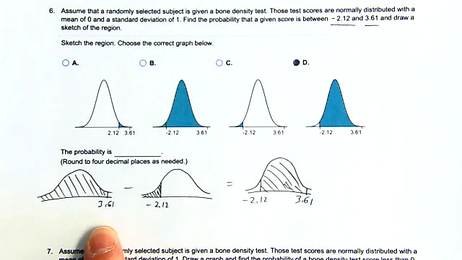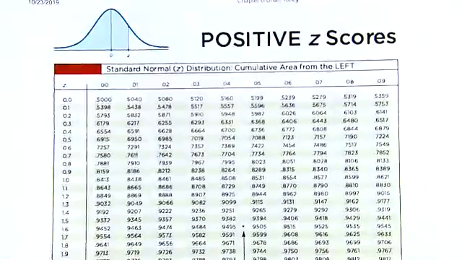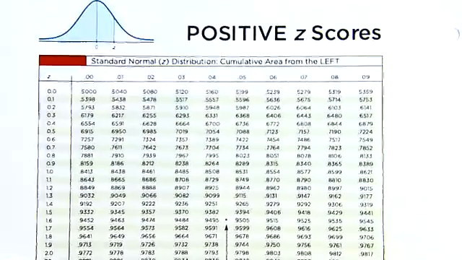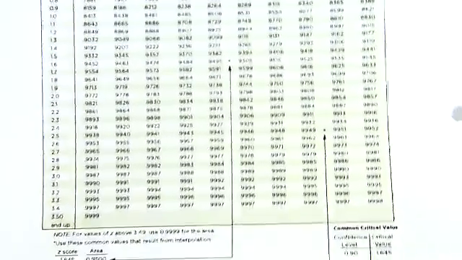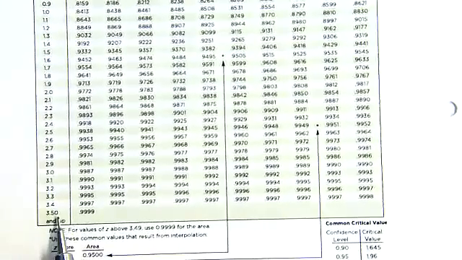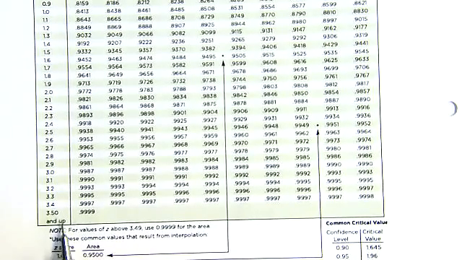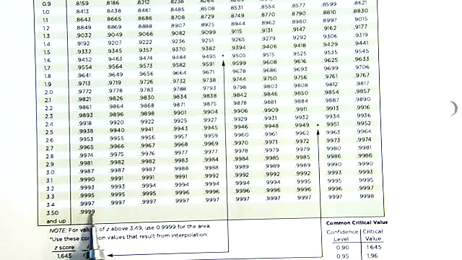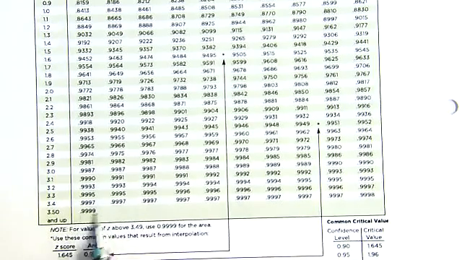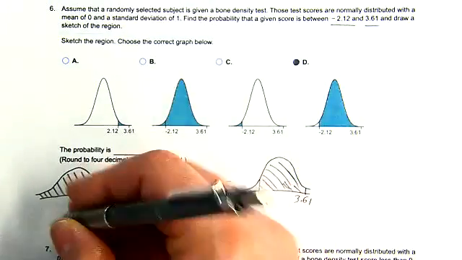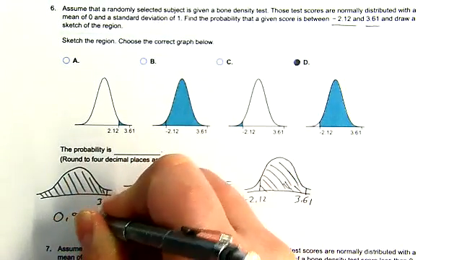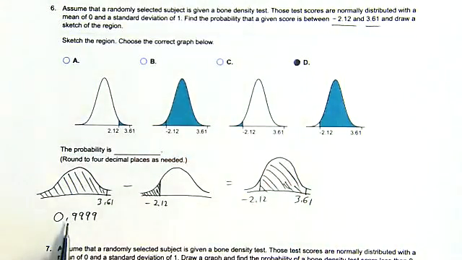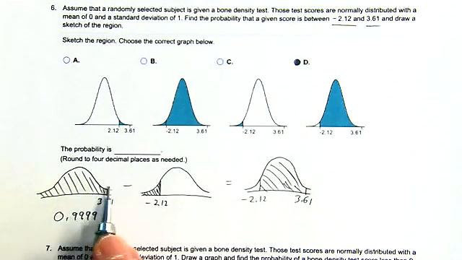So let's find an area of 3.61. So 3.61 is an interesting one because our table stops at 3.5. So anything bigger than 3.5, we're going to assign 0.9999 to it. So 4 nines. So this is an area of 0.9999. Notice that's almost 1 because we've almost shaded the entire curve.